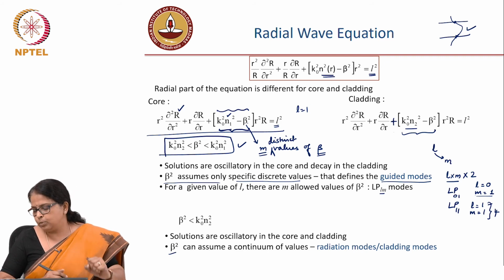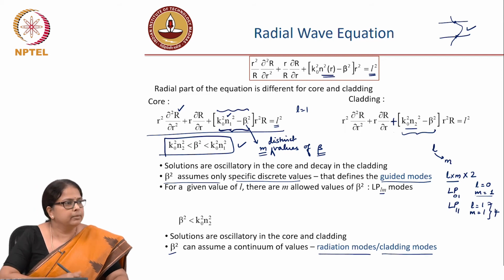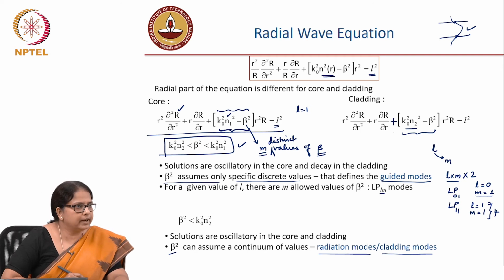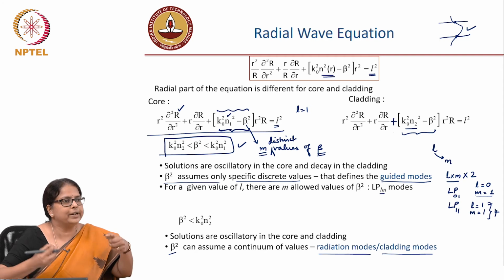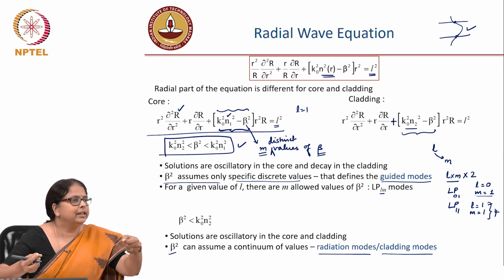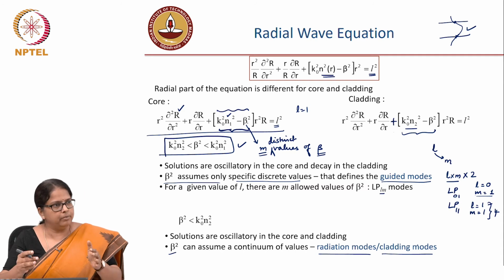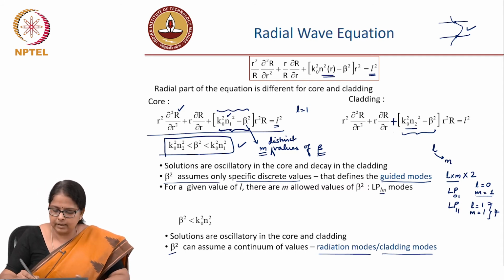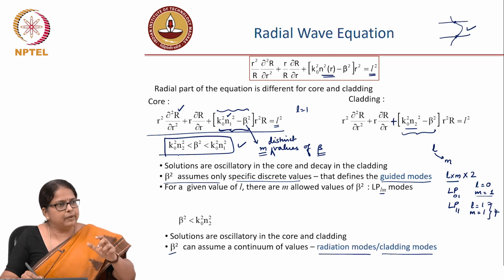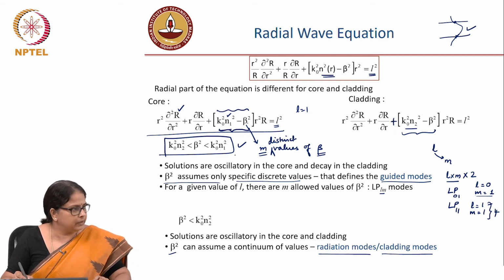So, what are these modes called? They are called radiation modes or cladding modes. Do you wish to have cladding modes or not in a fiber used for communication? Do you want to put your energy in cladding? Then you should have your beta square corresponding to less than k naught square n2 square. So, you really do not wish to do that. So, typically we try to make sure that for all the guided modes this condition is satisfied.